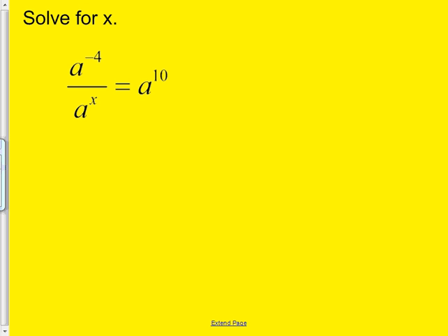I want to get to the new stuff. This is the stuff we just did yesterday. You could start this by multiplying both sides by a to the x. But let me tell you a different way. Do you get that on this kind you subtract these two? Do you get how that means this is a to the negative 4 minus x equals a to the 10? That's just copied down. Look at that thoroughly, what I just did there.